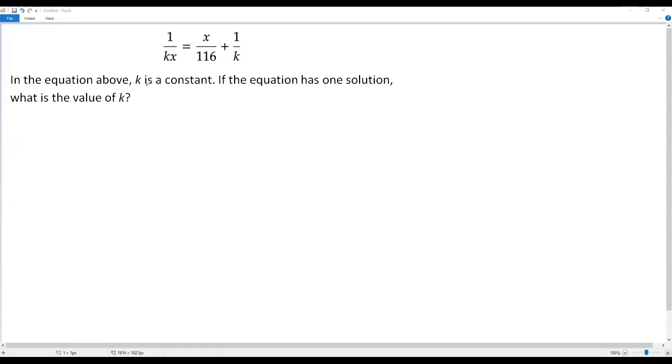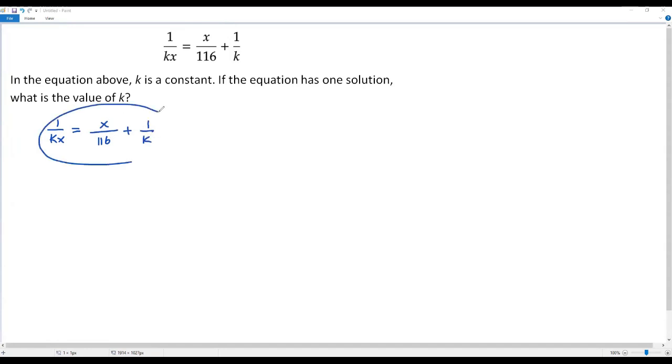The question says k is a constant, so we have to assume x is a variable in this equation, and the solution of this equation gives the value for x. Okay, now let's take the equation as it is. That is 1 over kx equals x over 116 plus 1 over k.